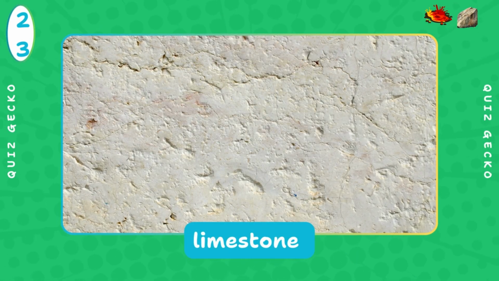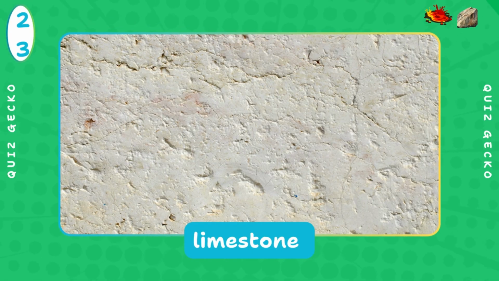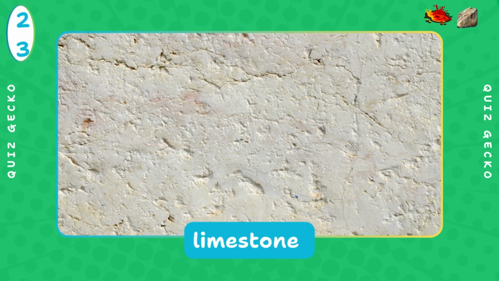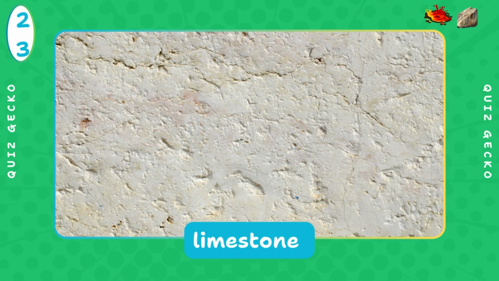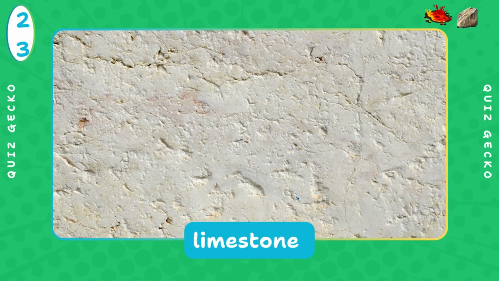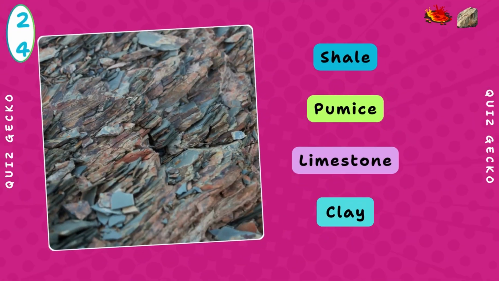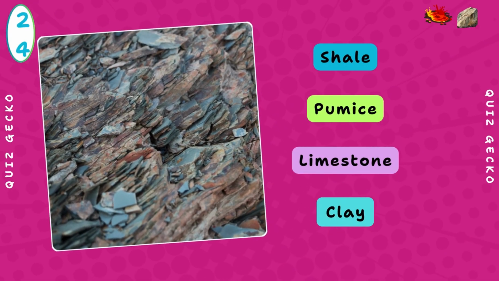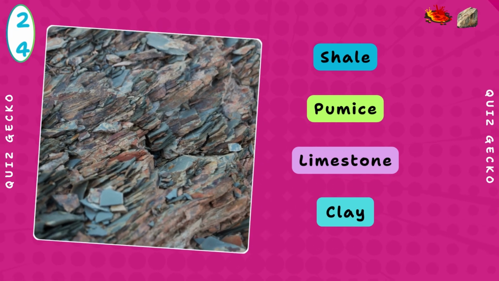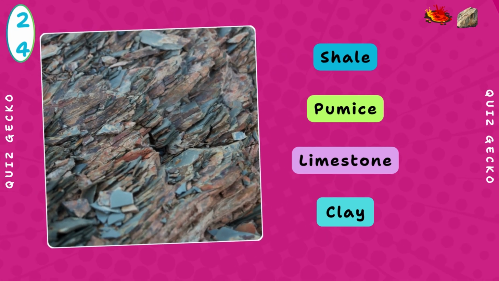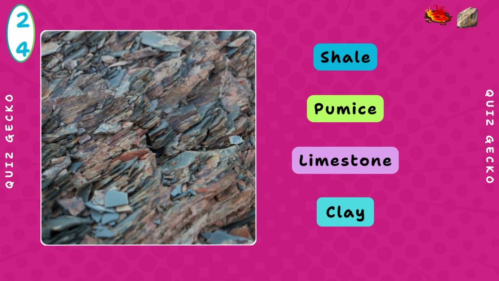Limestone is often formed from the shells and skeletons of marine organisms like clams, coral, snails, and microscopic sea creatures in warm and shallow ocean environments. Which type of sedimentary rock forms from the deposition of mud and clay in quiet water environments? Shale, pumice, limestone, clay.